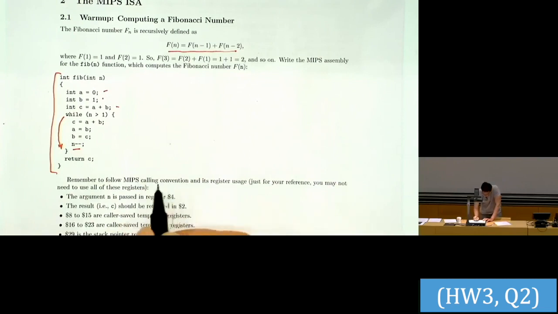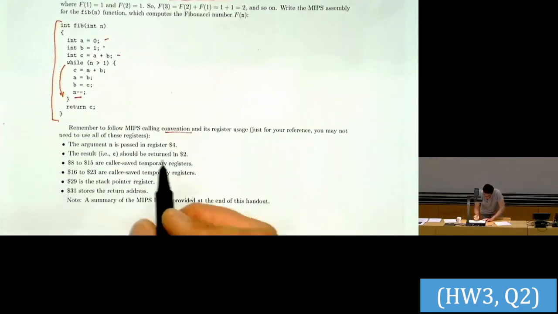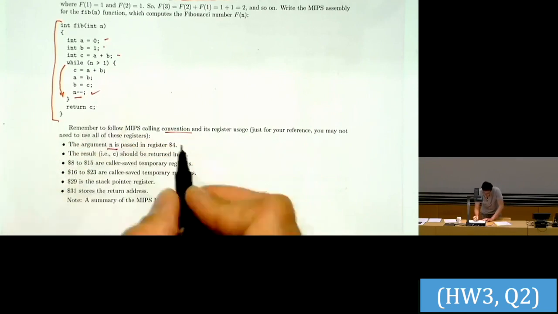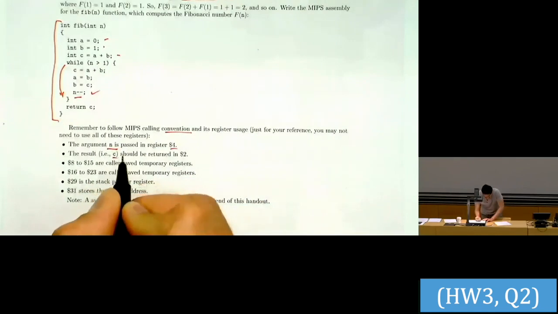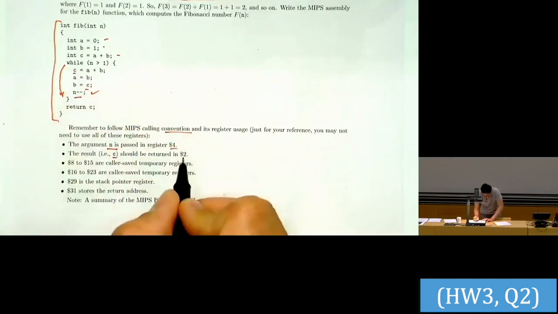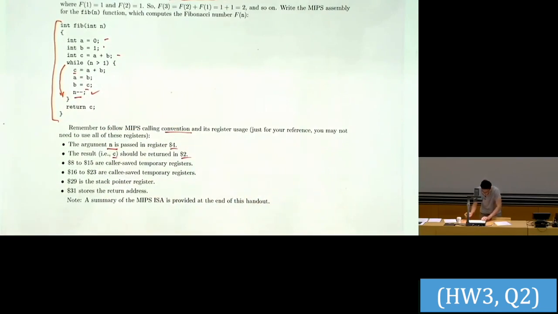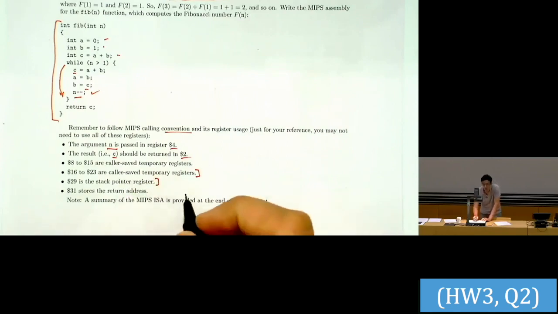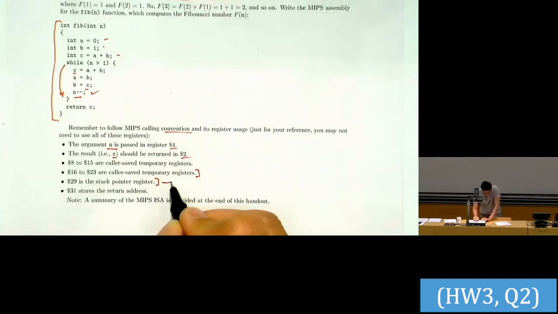So here there are some assumptions, conventions to write our code. But let's say that the most important thing for now is that the argument n, that is this counter here, is going to be stored in register 4, and the result c, this C here, is going to be stored in register 2. Then there are also some register numbers, for example, for the temporary registers. We're going to need these because, as you will see in the code, this Fibonacci computation is going to be in one function. Then we have the stack pointer. We're going to need the stack pointer, as you might remember, to save the temporary registers.